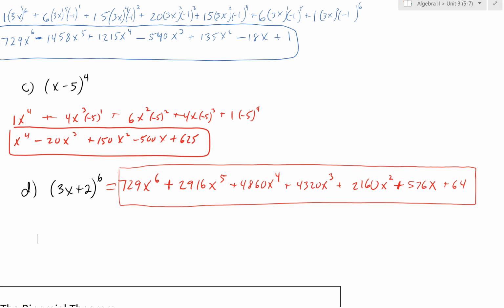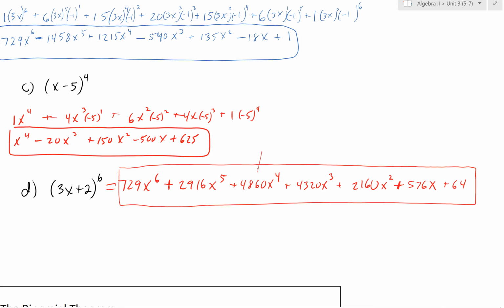For part C, make sure that your signs are alternating. So the first term's positive, second term's negative, positive, negative, positive. Because it's negative 5 that we're raising to the different powers. So whenever it's an odd power, you're going to get a negative coefficient. How did you get the x to the 4th one? For C or D?